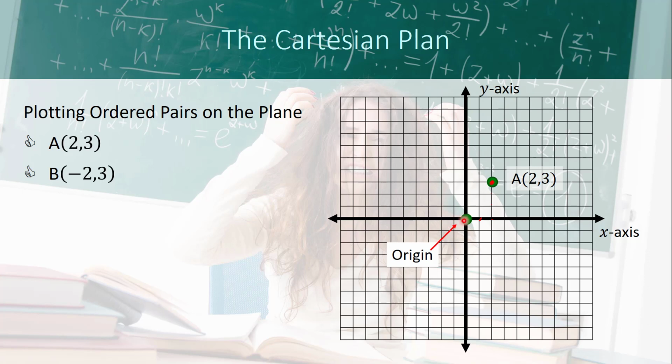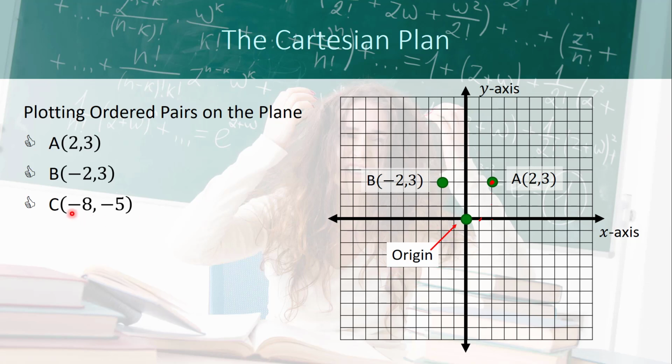We would move 2 units to the left, because that's the negative direction. We would move 2 units in the negative direction, which would be left, 1, 2, and then we would move 3 units up for the B point, 1, 2, 3, and that would give our plot right there for B.